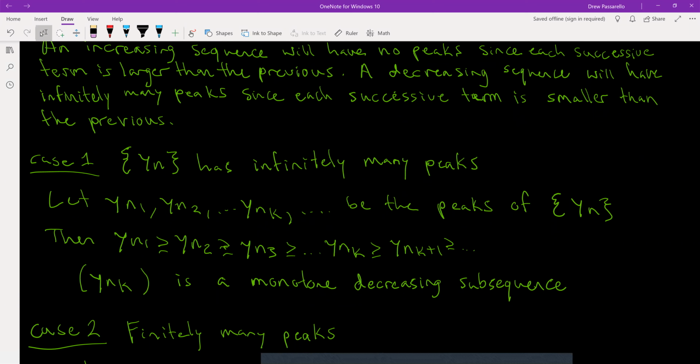So then by our definition of peaks, we formed a subsequence where it's monotone decreasing, right? Because we have y_{n_1}, it's going to be greater than or equal to every successive term. If I collect all the peaks, starting with the first peak, it's going to be bigger than the second peak, bigger than the third peak, and so forth, and keeps going on forever. So that's what it is when we have infinitely many peaks. So this subsequence y_{n_k} is a monotone decreasing subsequence.